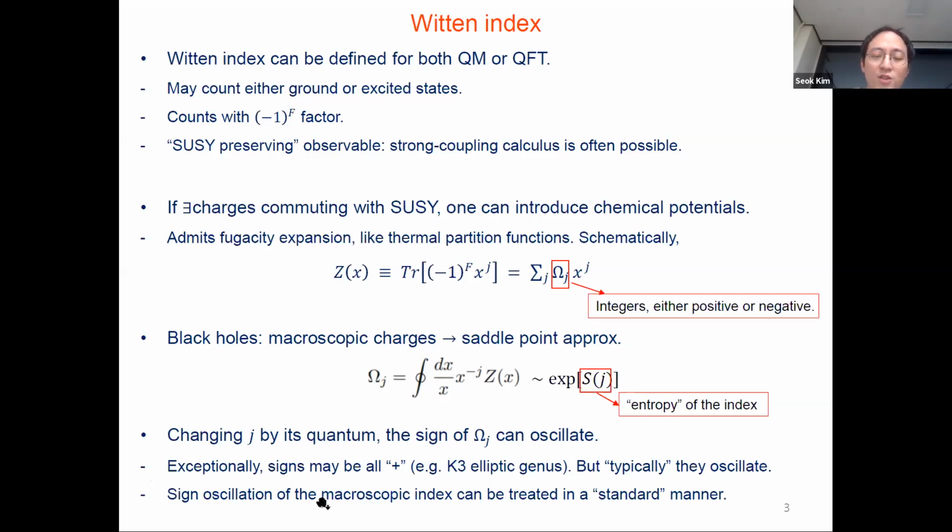And this sign oscillation of a macroscopic index can be treated in quite a standard manner in this saddle point approximation. This is a very elementary textbook exercise. So I'm going to start by reviewing this with a very, very simple toy example before getting into more complicated quantum field theory partition functions.